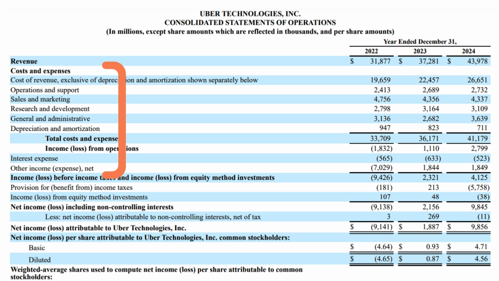Below revenue, the various costs and expenses are noted, which include operation and support costs, sales and marketing costs, etc. Further below, we see the net income earned by Uber, which went from a loss of $9.1 billion in 2022 to a positive earning of $9.8 billion in 2024. Learn more with our income statement video.